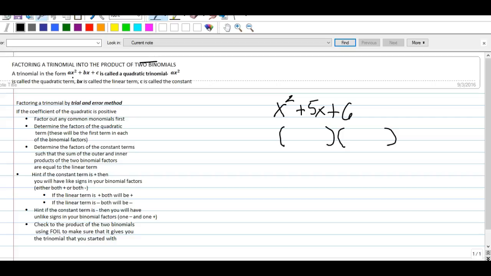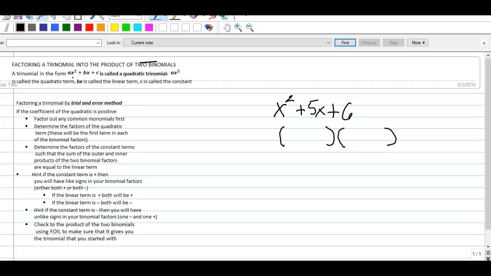The first thing you need to do is to look at your trinomial and see if there are any common monomial factors. Here there are no common monomial factors in the trinomial x squared plus 5x plus 6. So you don't have to worry about that in this particular instance.